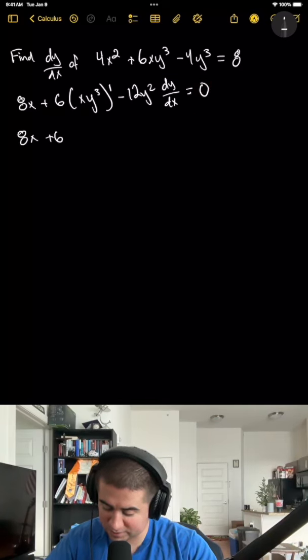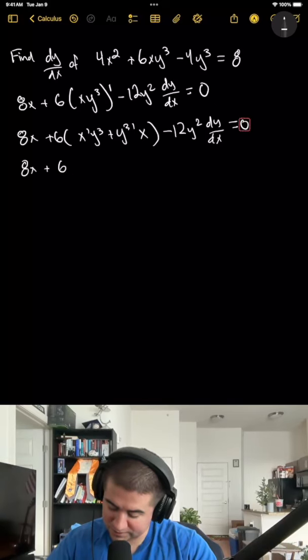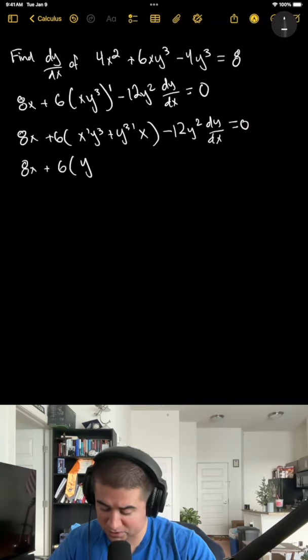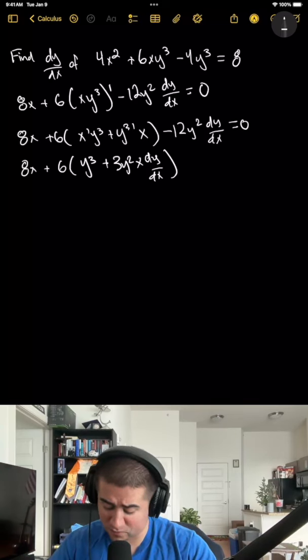So we're going to have 8x plus 6, and this is going to be x prime y cubed plus y cubed prime times x. Close that out and rewrite every single term, not forgetting the dy/dx from the negative 12y squared, so equals 0. We have 8x plus 6, and then again, anytime you take the derivative of y, you have to multiply by dy/dx. So here's just x, which turns to 1, so we're just left with y cubed. And then here's where we take the derivative of y cubed, which becomes 3y squared x, and then of course dy/dx, because we take the derivative of y. Then minus 12y squared dy/dx is equal to 0.